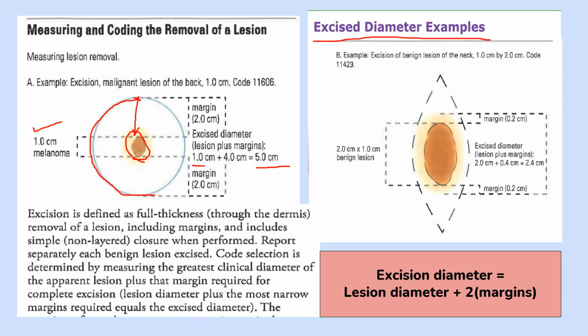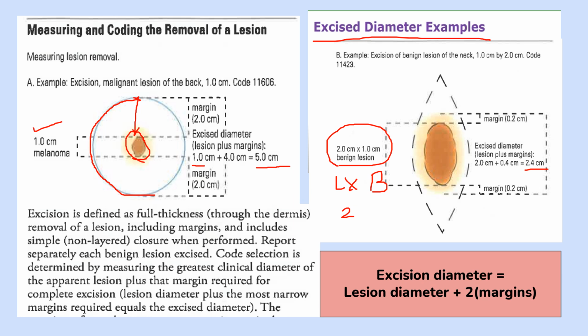Now let us take when the margins are not even. Suppose this is your lesion. How will I take out the diameter of the lesion? Length plus breadth. Okay, you know the formula for the area. So 2 into 1 is equal to 2 centimeter is the lesion diameter, and we have to always take the highest margin. So we need to check what the margin is. It is 0.2 into 0.2. So 2 centimeter, 0.2 into 2 is 0.4, equal to 2.4. So I'll be coding for 2.4 and not 2. Remember that.